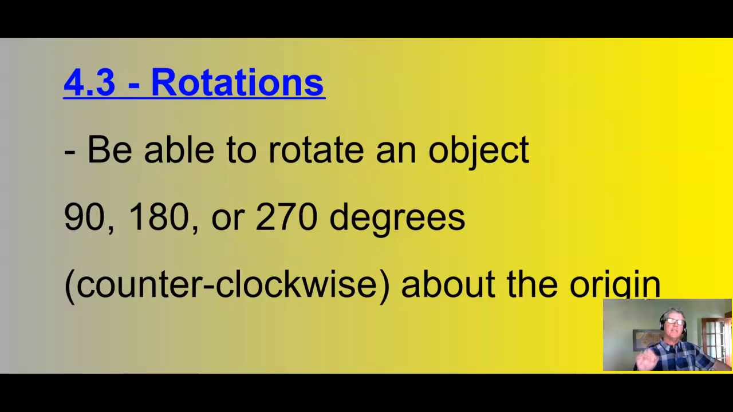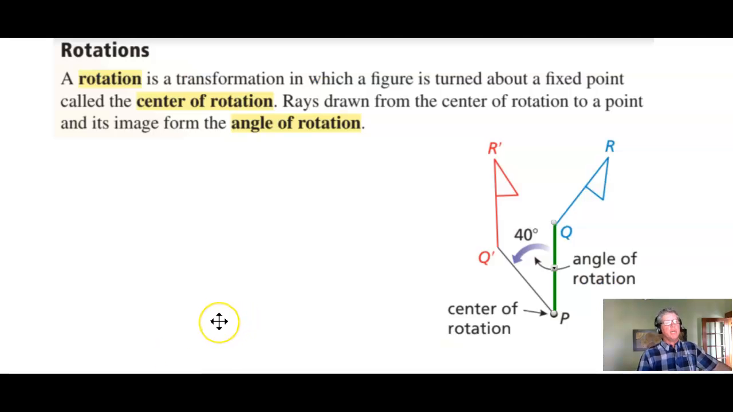If I give you a graph and say rotate it 90, 180, or 270 degrees, you should be able to plot those corner points, redraw the figure, and life is good. We're also doing this counterclockwise. It's always assumed to be counterclockwise. All right. So when we talk about rotations, really not a lot to worry about too much.